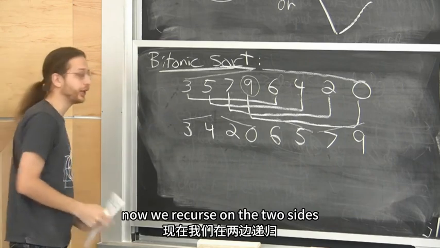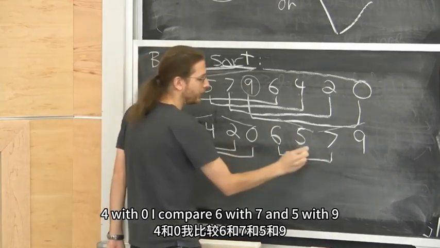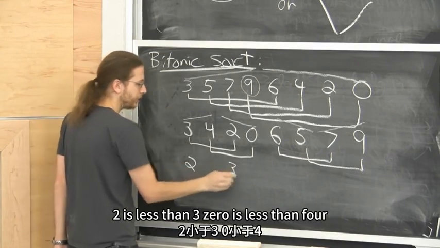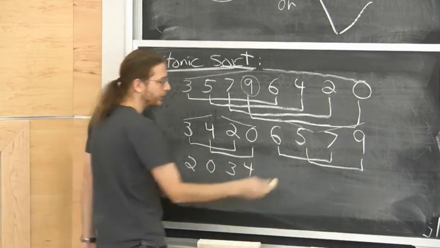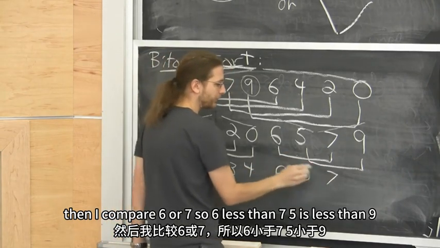Now we recurse on the two sides. So I compare 3 with 2, 4 with 0. I compare 6 with 7, and 5 with 9. So what do I get? 2 is less than 3. 0 is less than 4. Then I compare 6 with 7, so 6 is less than 7. 5 is less than 9.